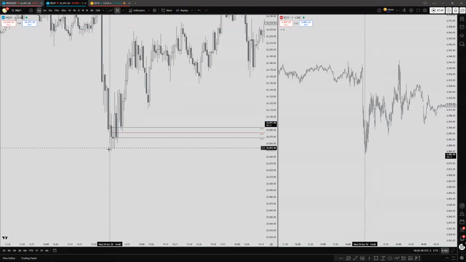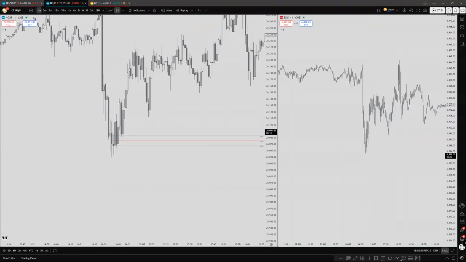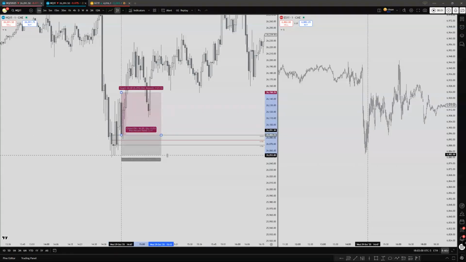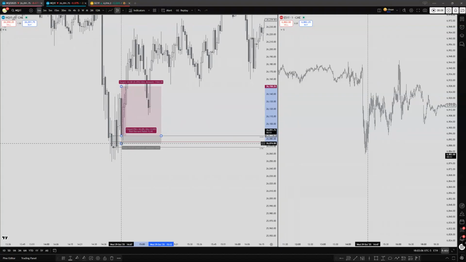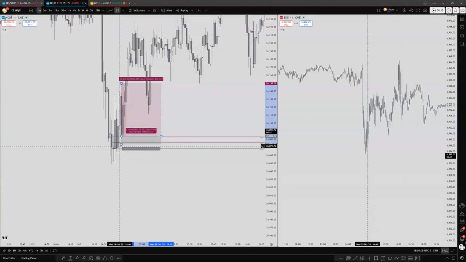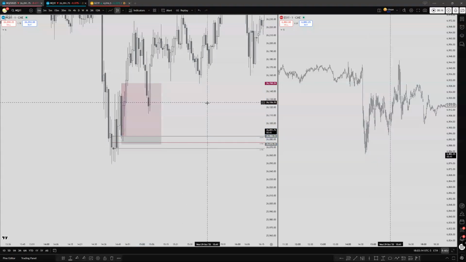This is our protected low, so price should not tag this. So what you could do is place a limit right here, right there, because it's our 0.618 OTE level. And I like to run around a 10-point stop. But if you're feeling a bit riskier, or whatever your risk rules are, you can place it down here or even down here. But me, I like to use a 10-point stop.